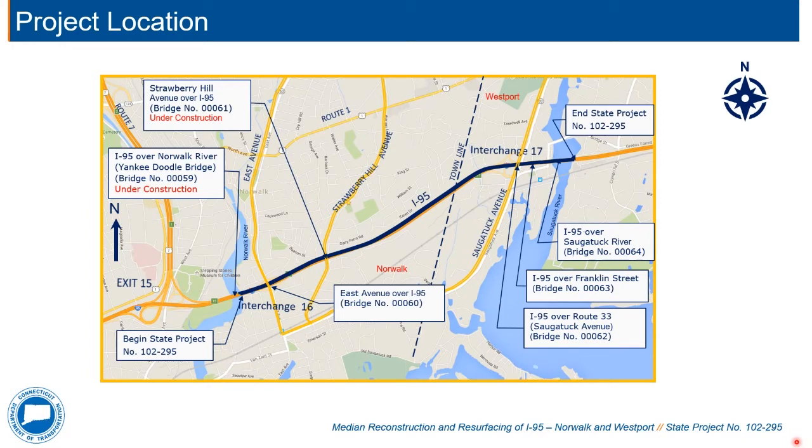Within the project corridor are a number of existing structures. There are currently existing construction projects that are ongoing regarding the I-95 bridge over the Norwalk River, also known as the Yankee Doodle Bridge, and the bridge that carries Strawberry Hill Avenue over I-95.